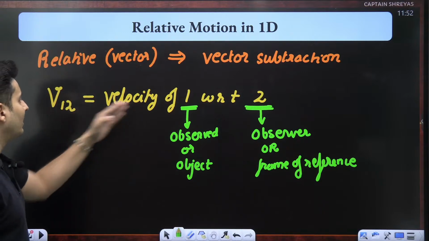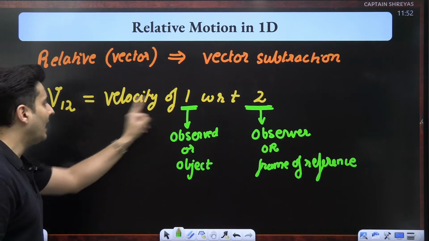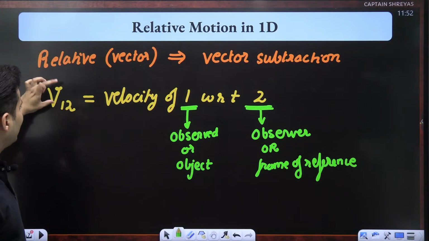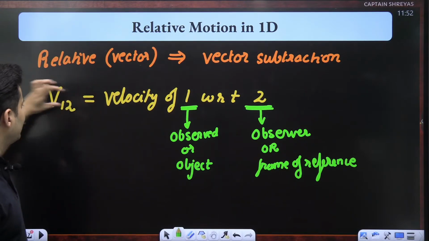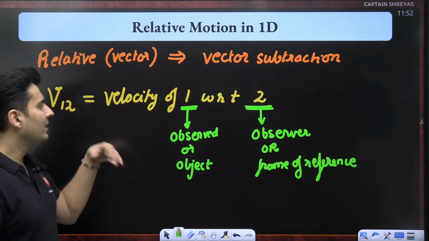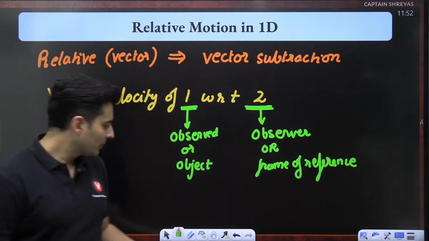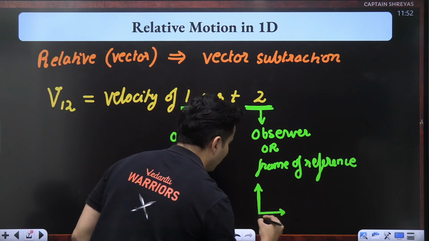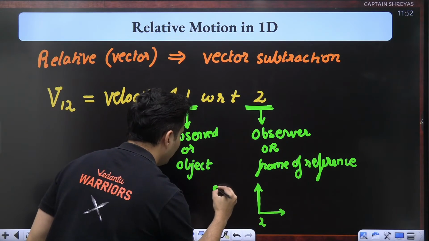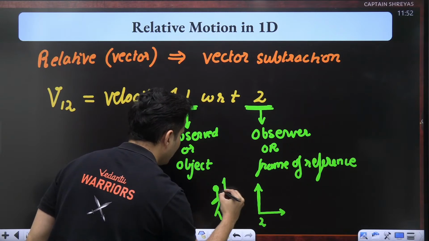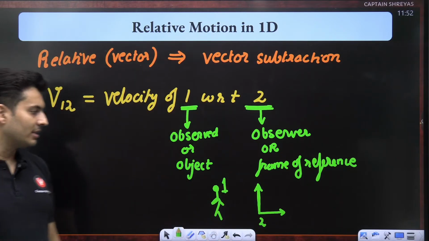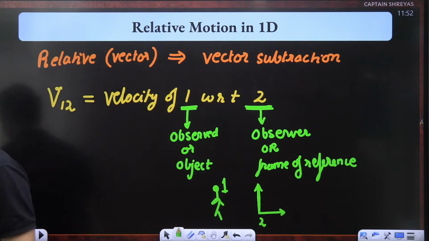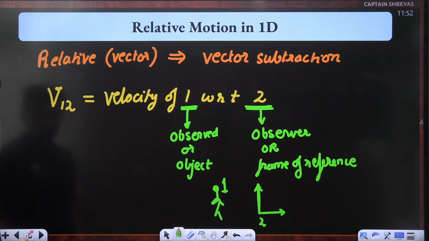V12, it will be velocity. If it is A12, it will be acceleration. If it is S12, it will be displacement. So this symbol can change. It would be velocity, displacement, acceleration. So it is of 1 with respect to 2. So this means that our observer was 2 and the one being observed was labeled 1. That is what it means. This is frame of reference, point of view, perspective, and this is being observed. Is that right?